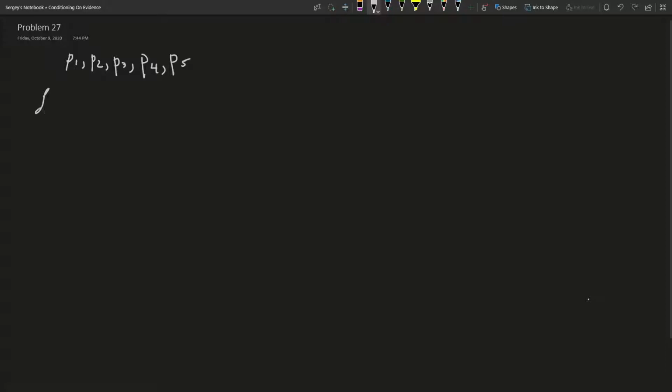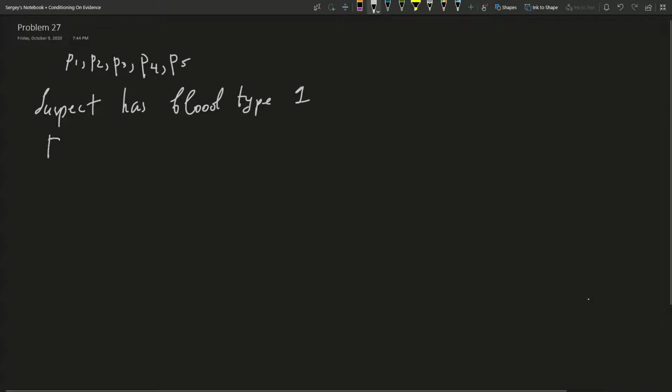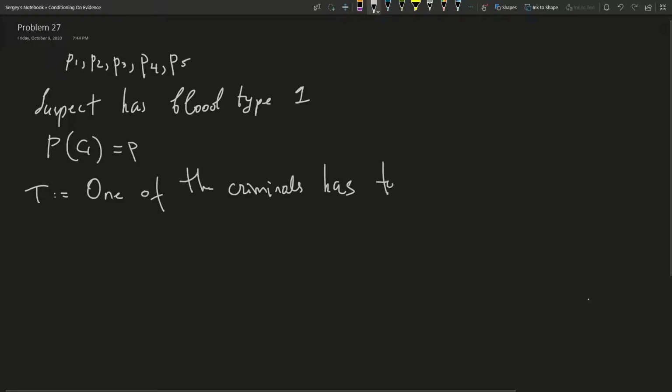Now we have one suspect, and our suspect has blood type 1. And the prior probability of guilt of our suspect is P. The forensic team arrives at the scene and tells us that one of the criminals has blood type 1. The second criminal has blood type 2.